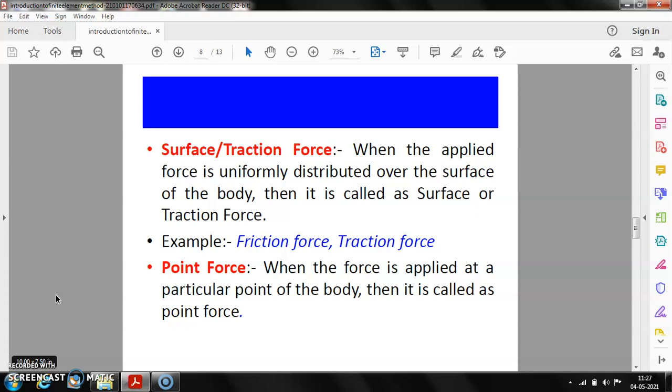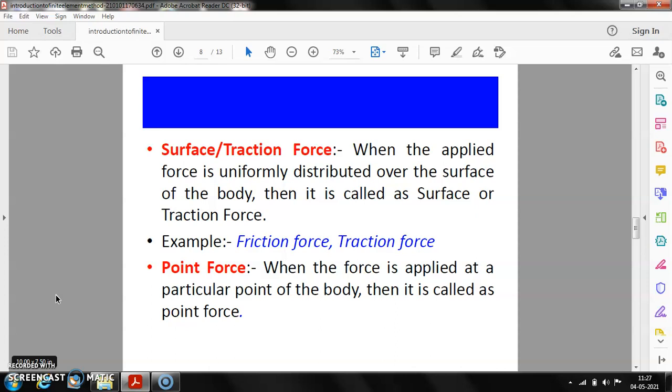Okay, and one more example you can take is the uniformly distributed load, UDL. Okay, in the strength of materials you have studied SFD and BMD, where the load is uniformly distributed throughout the entire span of the beam. So such a force we can consider as a surface force or traction force.